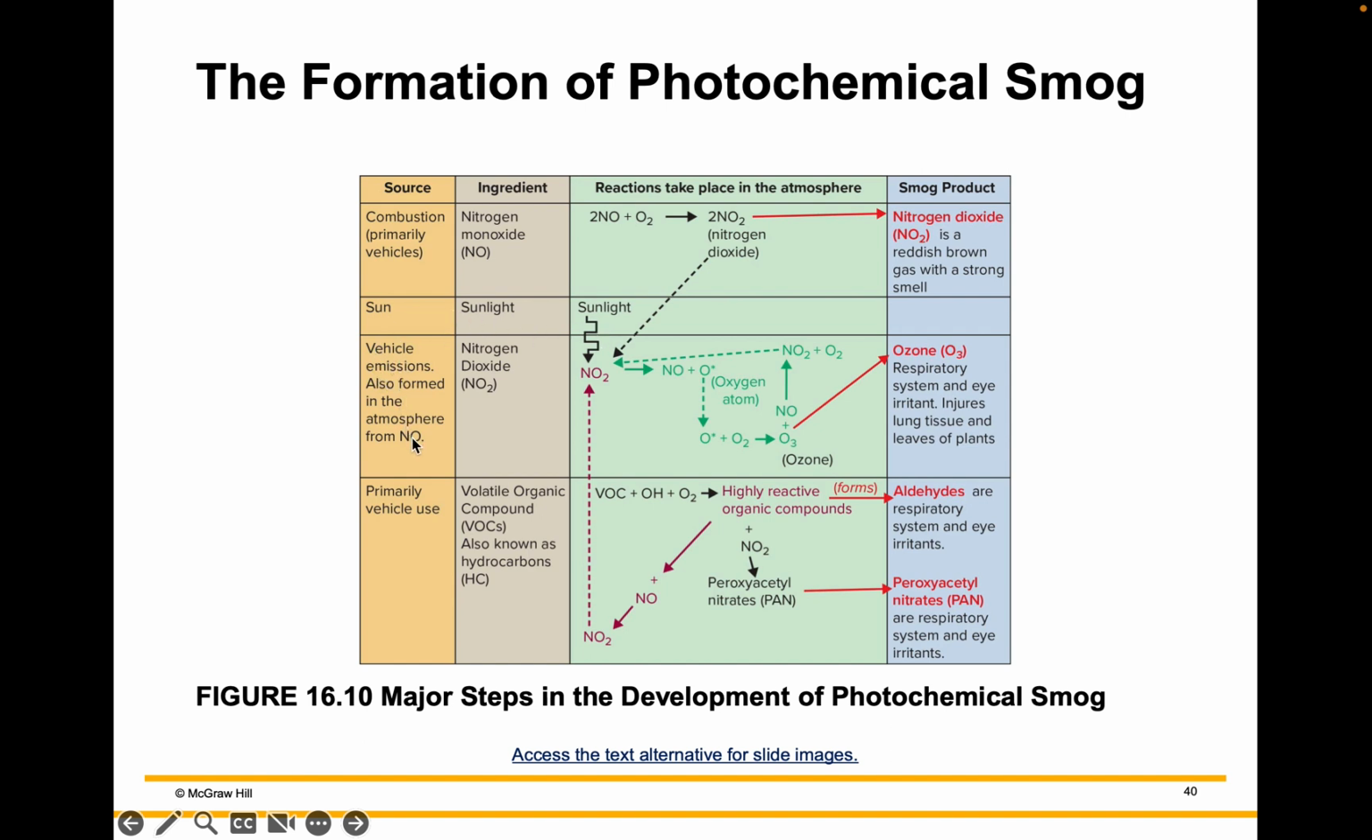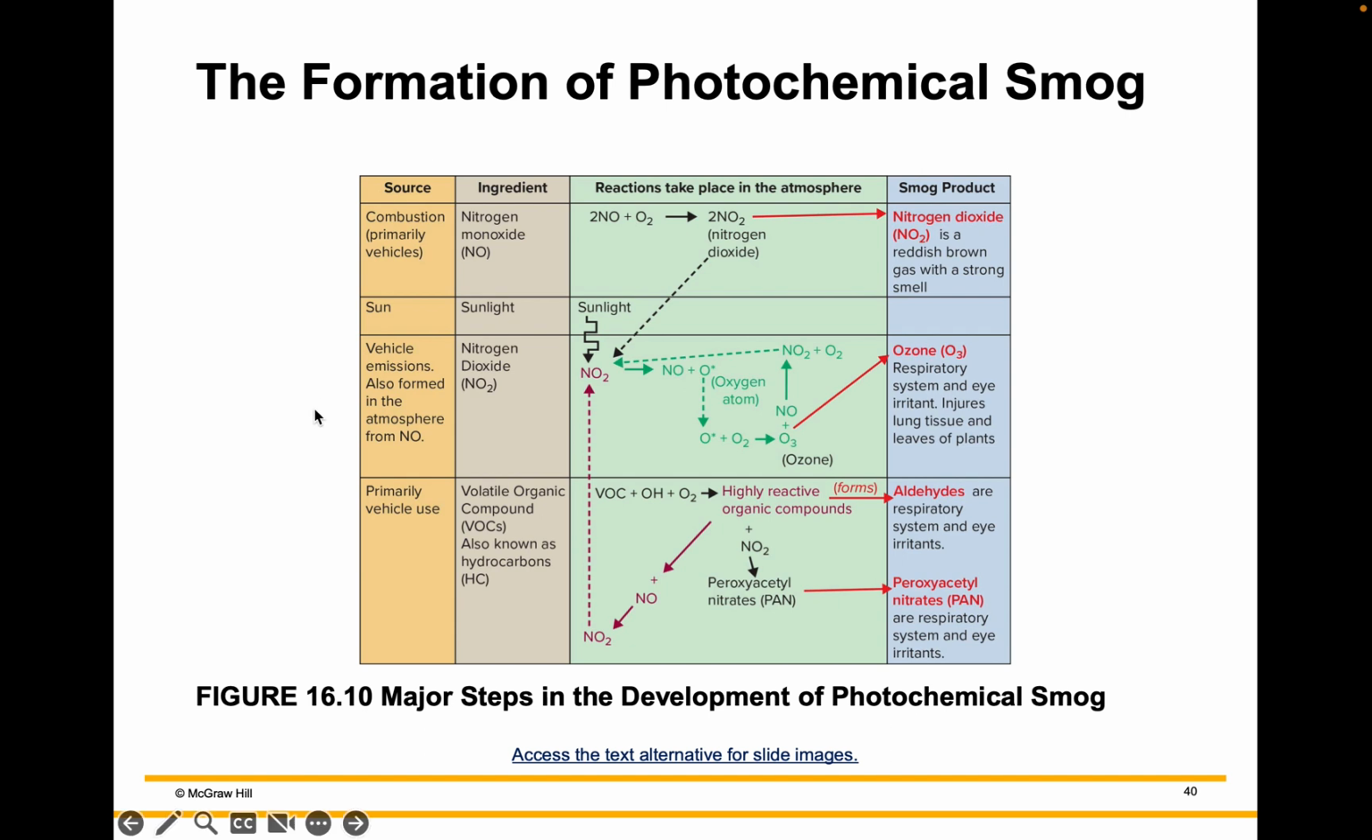We have vehicle emissions also formed in the atmosphere from nitrogen oxide. So, we have nitrogen oxide that's going to react here with oxygen and nitrogen oxide. And ultimately, it's going to free up these oxygens in the form of ozone. Ozone is a problem for your respiratory system and an eye irritant. It injures your lung tissues and even the leaves of plants. And this, we're talking about ozone down in the troposphere, down in the air that we're breathing, right at the surface of the earth.